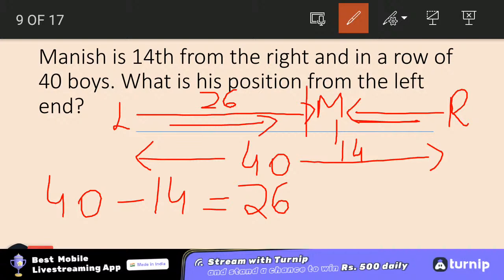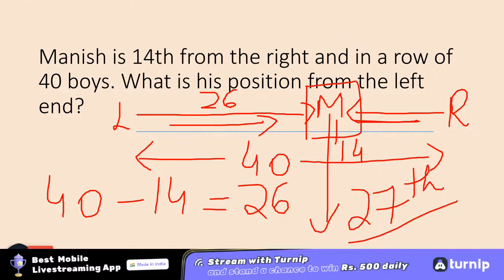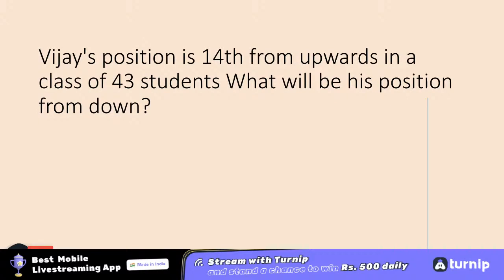But what will be Manish's position? 27th. Why 27th? Because 26 people are ahead of him. Manish is 27th, right? So you need to be clear. If total students are given, then how you need to calculate the position from the left or the right end, how you think about it from the left end, how you think about it from the right end. So Manish's position is 27th from the left side. Hope I'm clear. Great. The next, Vijay's position is 14th from upward in a class of 43 students.